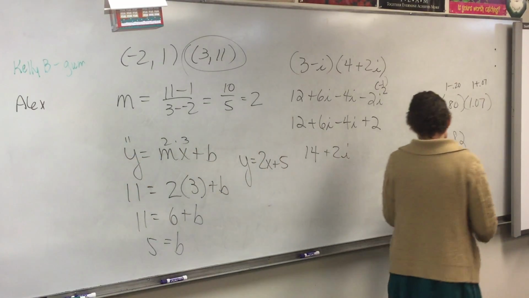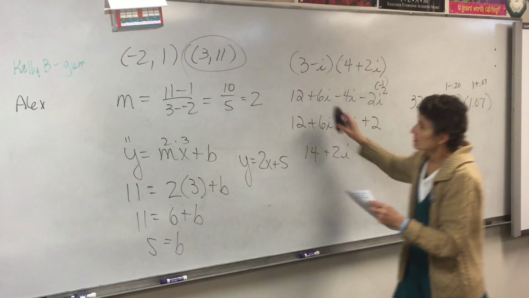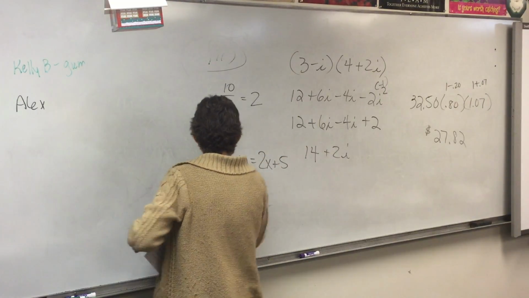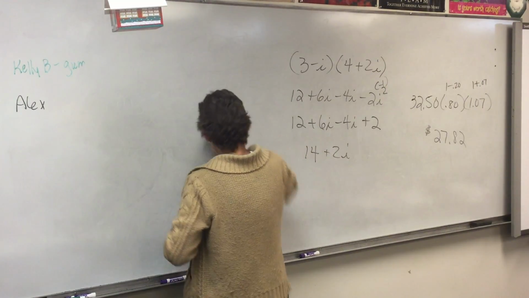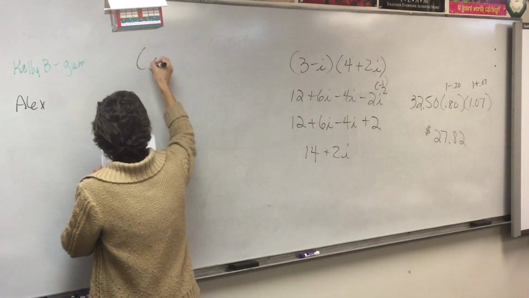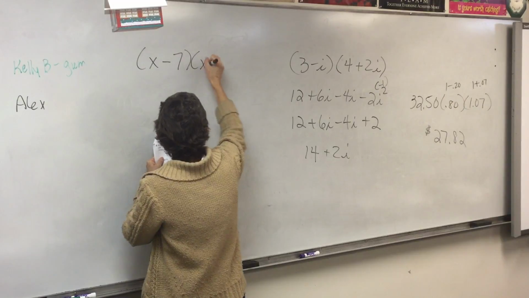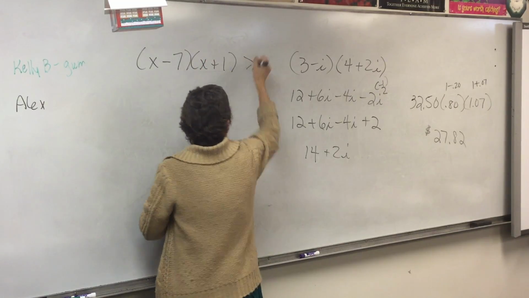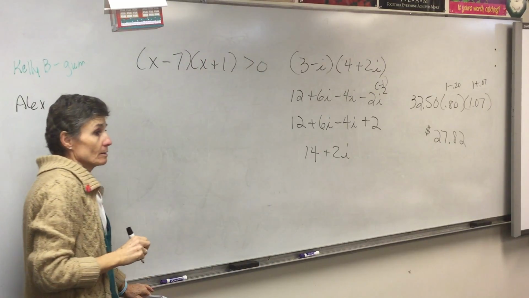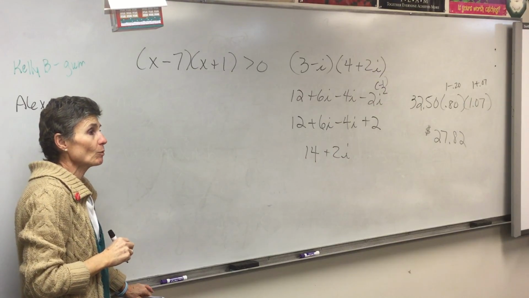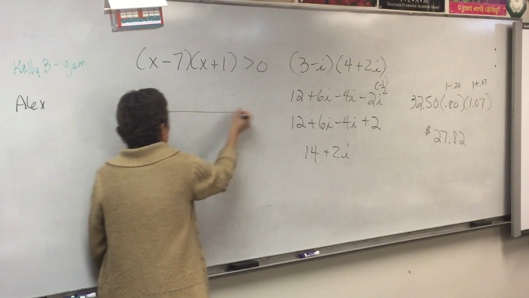All right, now we've got 28. Solving this inequality. All right, how do we solve this inequality? Factor. Factor, factor, factor. So x minus 7, x plus 1. Remember, when there's an inequality, you're going to want to draw a number line.